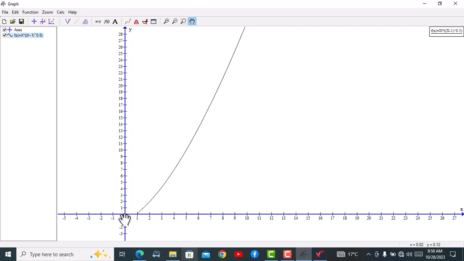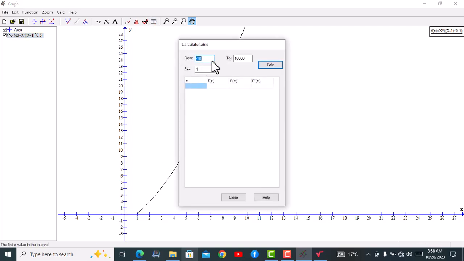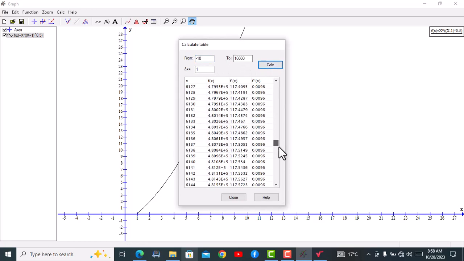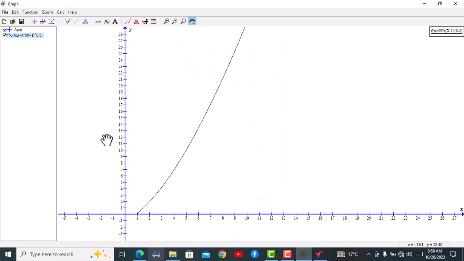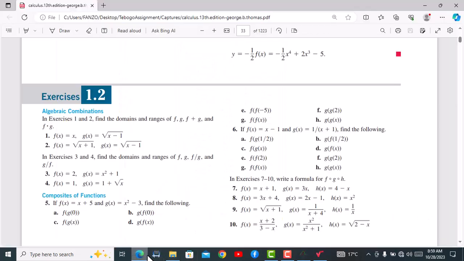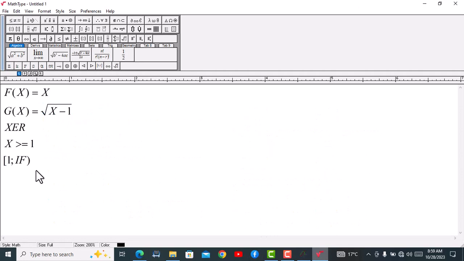And now let's check the range. We can clearly see that it is defined at x equals 0, y is 0. So that would be 0 inclusive to positive infinity, because I can see that the values of y increase as the values of x increase. So that solves the first multiplication here. Let's come to these ones. I know how to multiply them.